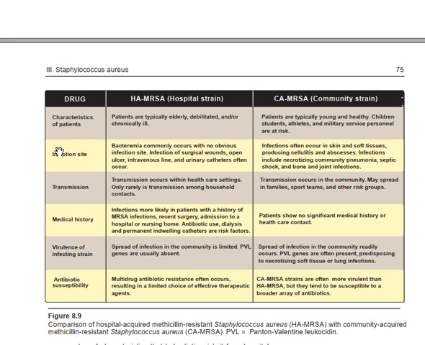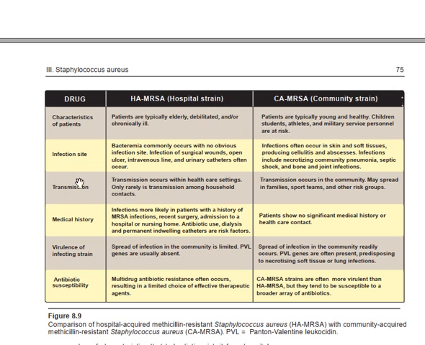Is it clear? Now, the infection site. Bacteremia commonly occurs with no obvious infection site in hospital-acquired MRSA, and the infection is usually in surgical wounds, open ulcers, intravenous lines, and urinary catheters. In community-acquired MRSA, the infection is usually on the skin and soft tissue, producing cellulitis and abscess. The infection also includes necrotizing community-acquired pneumonia, and toxic shock syndrome.